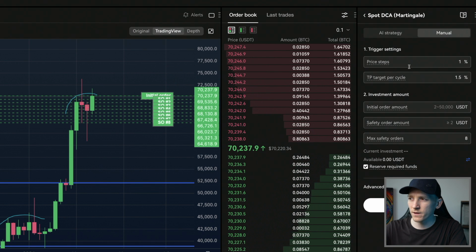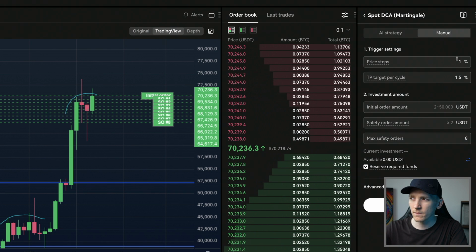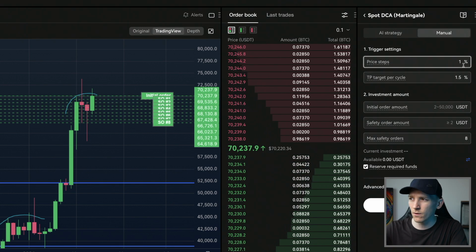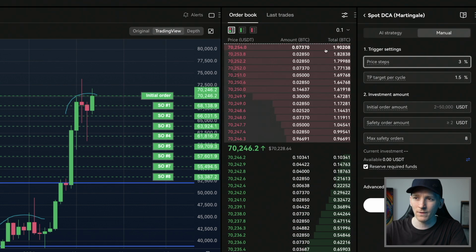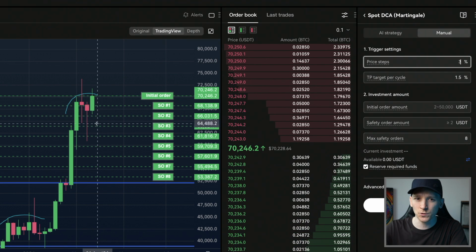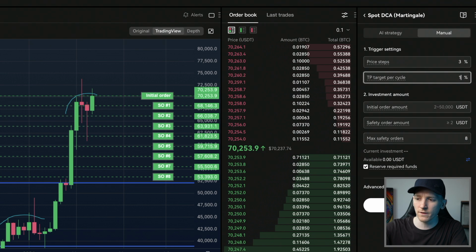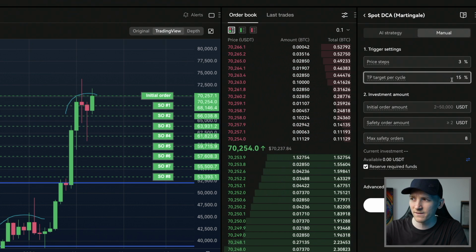So what we can do here is set this up. So the price steps, this is the difference in percentage terms between each order. So let's go a price step of 3%. That means there's 3% difference in each order. So you can see that now. Take profit per cycle. I'm just going to do this a fairly decent amount away from the price.